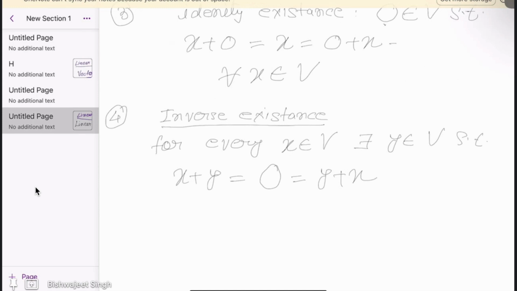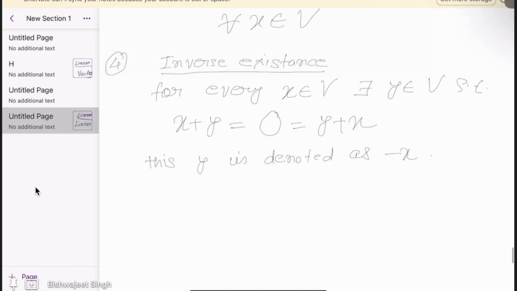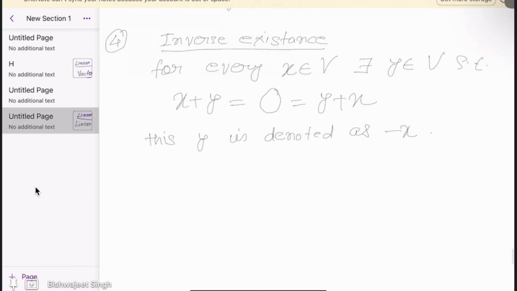And this y is denoted as minus of x for simplicity. So we say that the inverse of x is minus of x. We don't actually say that there exists some y such that x plus y is equal to the 0 vector. So for the sake of simplicity, we just say the inverse of x is actually minus x.